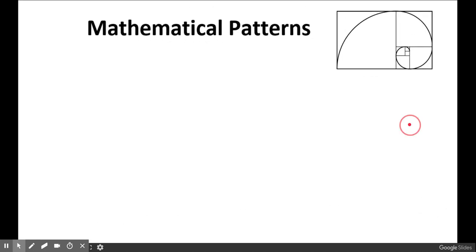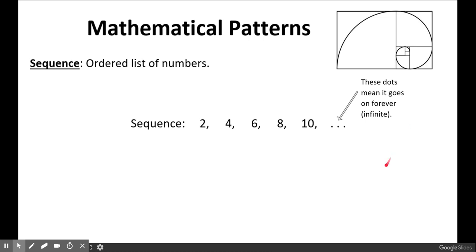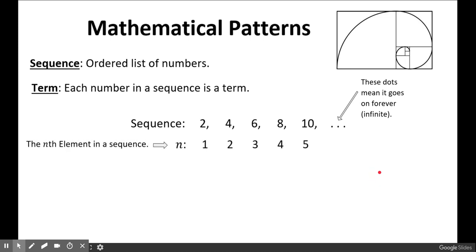First, we want to consider mathematical patterns, and in this case we're looking at a sequence. A sequence is an ordered list of numbers. The three dots on the end mean it's an infinite sequence, it goes on forever. Each number in the sequence is considered a term. The nth element in a sequence usually starts at 1, so the first element is n equals 1, the second element n equals 2, and so on.